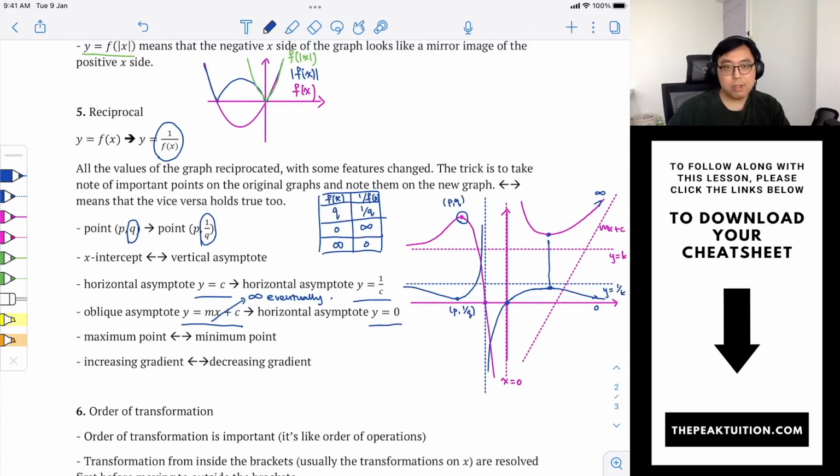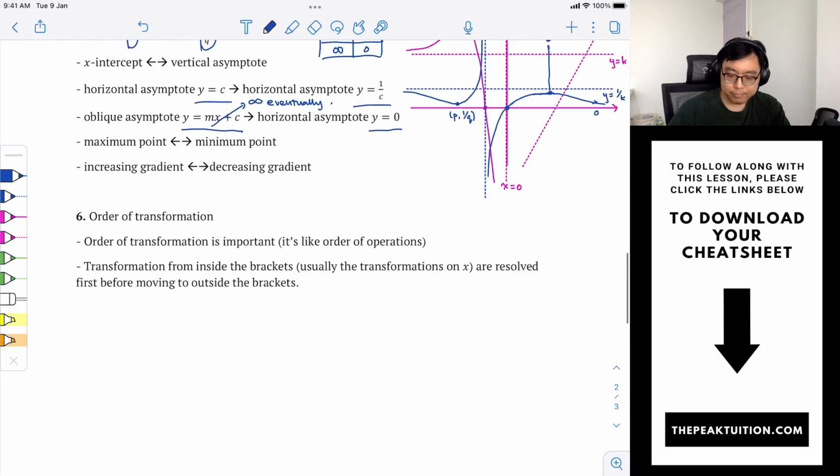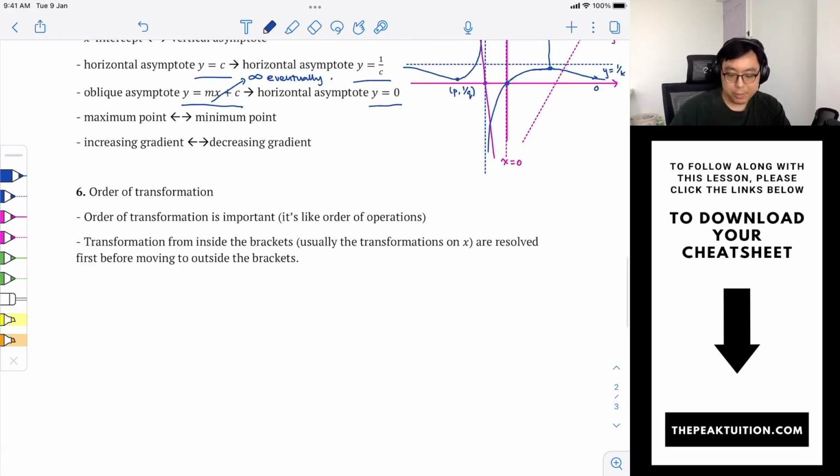I think this is the hardest part of this chapter. The rest of the stuff is generally easier than the reciprocal. With that we move on to the last point of this short chapter, which is the order of transformations. Order of transformation is important when we are transforming the graph through multiple transformations. It's like the order of operations: plus, minus, multiplication and division. If we do it in the wrong order, it may cause issues.